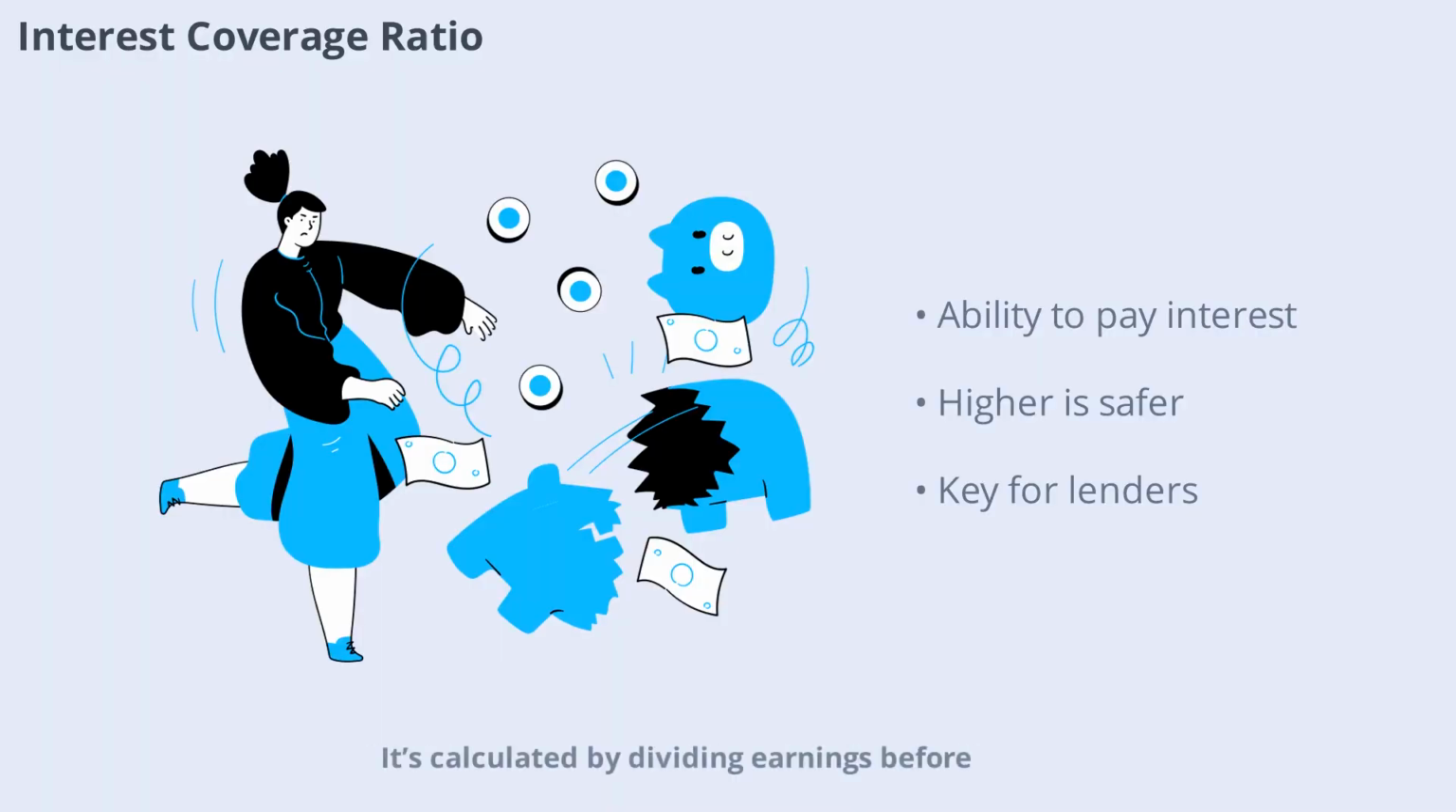It's calculated by dividing earnings before interest and taxes, EBIT, by interest expenses. A higher ratio means the company is more comfortable meeting its debt payments. This is important for lenders who want to ensure they'll be repaid.